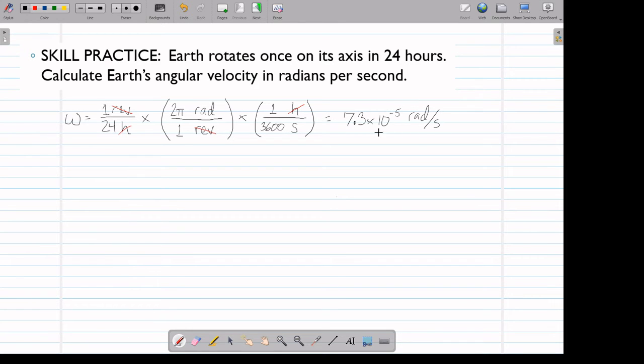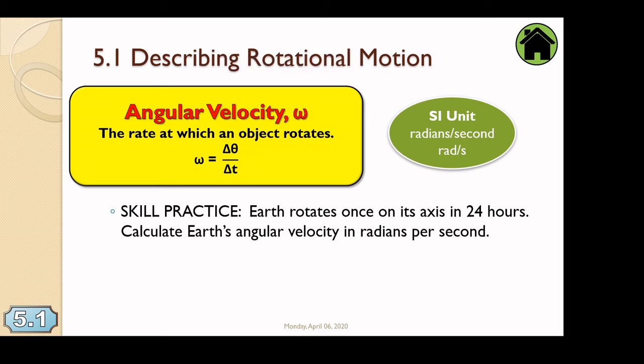And that seems like a very small number, but remember, Earth takes 24 hours to make one complete rotation. So, yeah, the number of radians per second is expected to be a very small number. So let's move on to our next problem.